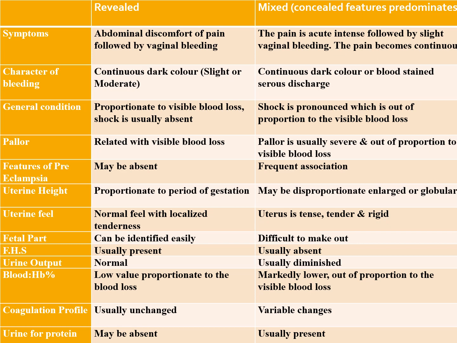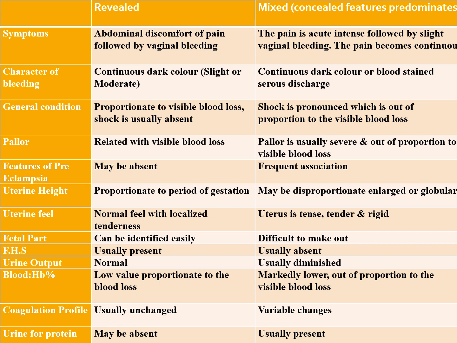Then uterine feel. When you do abdominal palpation in a woman with revealed type of abruptio placenta, you may feel that the fetal parts can be identified easily. Whereas if you palpate the mixed and concealed type of abruptio placenta, it's difficult to make out fetal parts because there is a lot of insulation due to blood accumulation. So you can't easily make out the fetal parts.